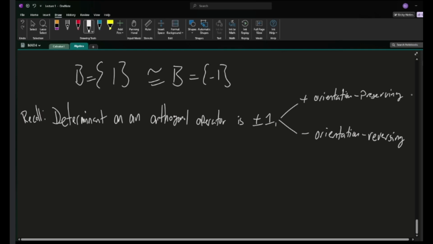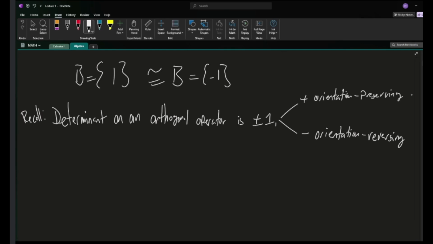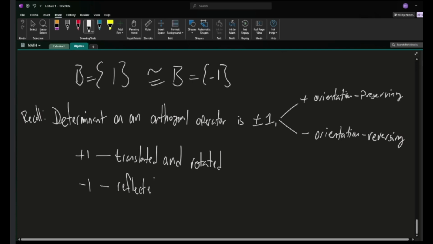What that basically means is that we could think of these as preserving. So let's take +1. I'm going to note that as anything that's translated and rotated. And -1 is anything that's reflected.